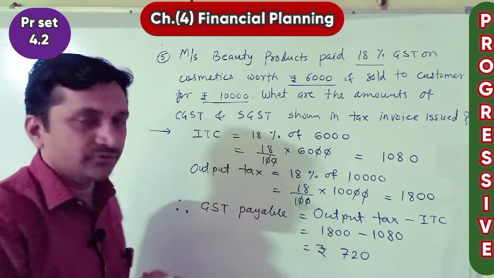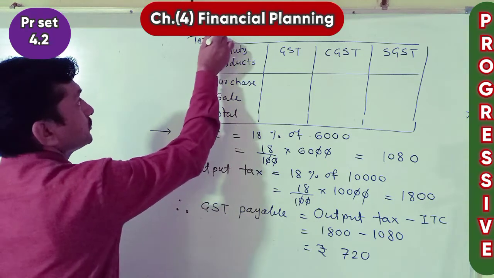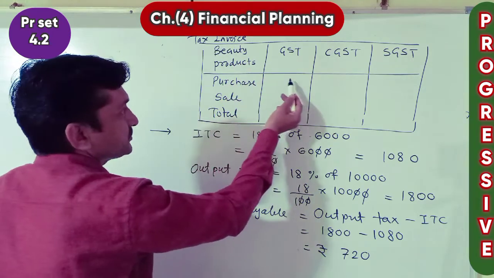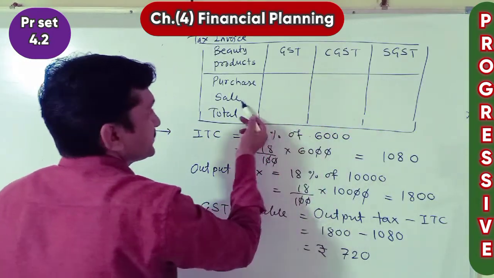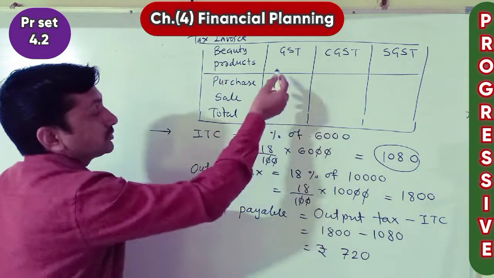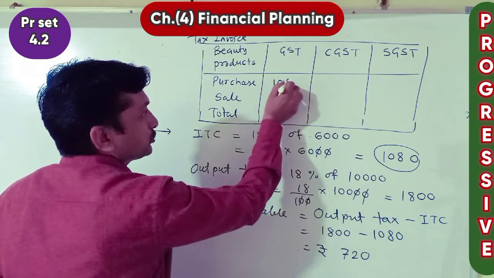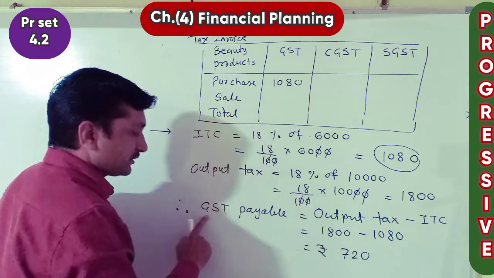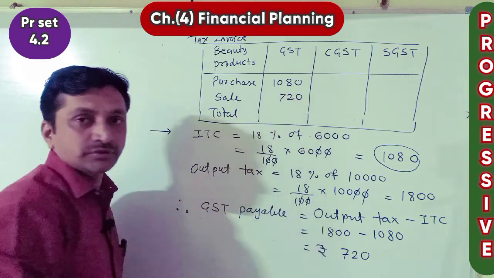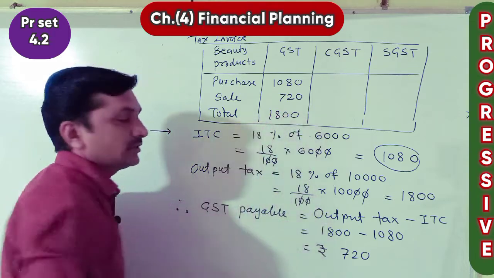Now let's draw a table for this. After that, tax invoice, here this is tax invoice. Now tax invoice will be like this: beauty products, purchase, GST, CGST, SGST, sale and total. Now purchase means ITC is here. This is GST at purchase 1080. Sale, at the time of sale, is this 720. Total will be 18, total tax 1800.